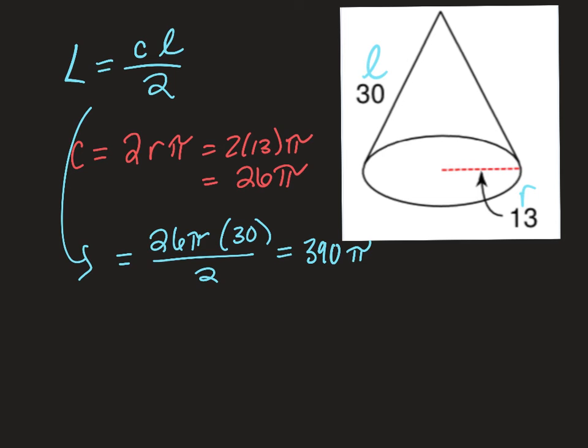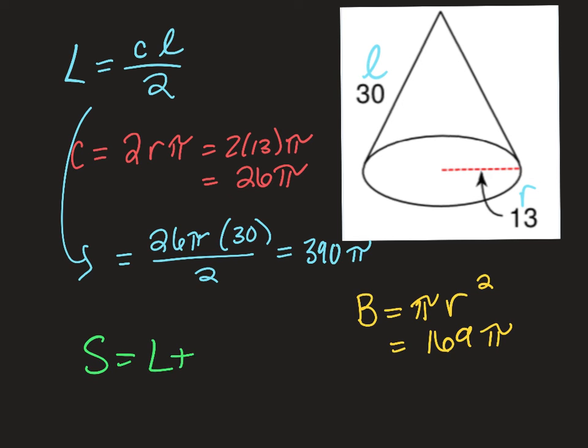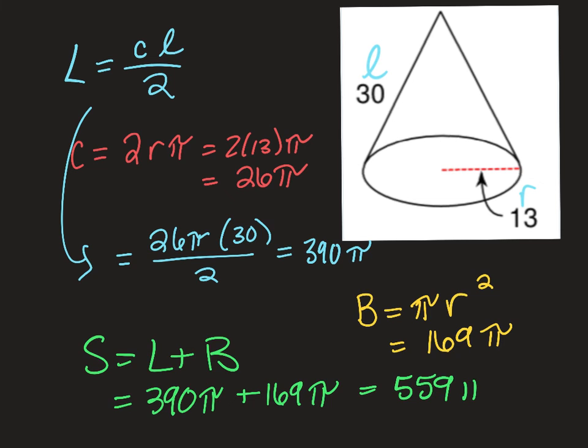Okay, and so how do we find the area of our base this time? Our base is a circle, so pi r squared. So it's going to be 13 squared, so 169 pi. And then just like before, S equals L plus B. So we're going to add 390 pi and 169 pi. So it would be 559 pi. And we found the surface area of a cone.